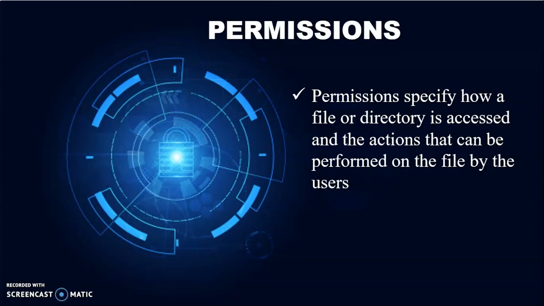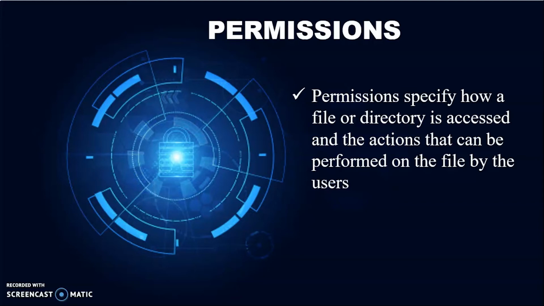Next we are going to see about permissions. Permissions are nothing but the actions that can be performed on a file by the users. For example, we are creating a PDF and sending it to your friends. Your friend can only read that PDF and cannot edit or modify the content in the PDF. How do we do that?